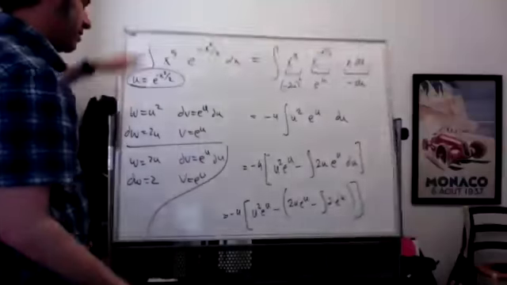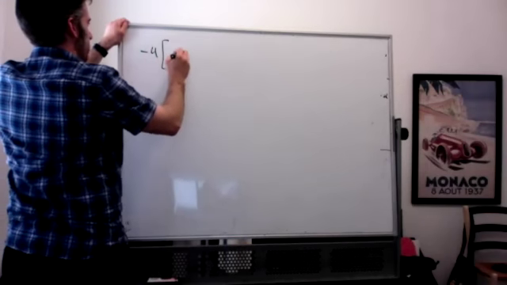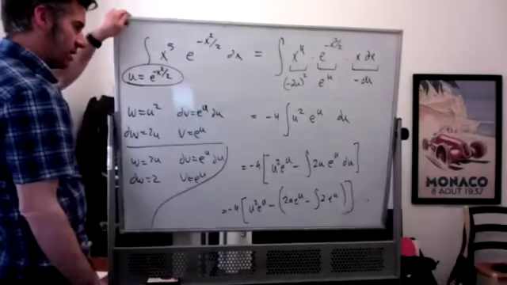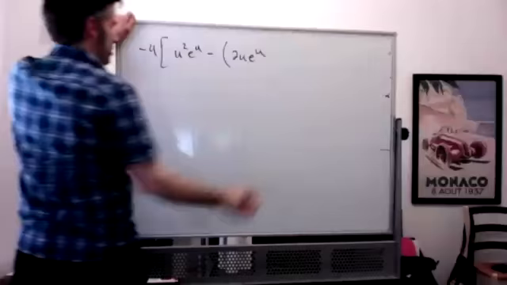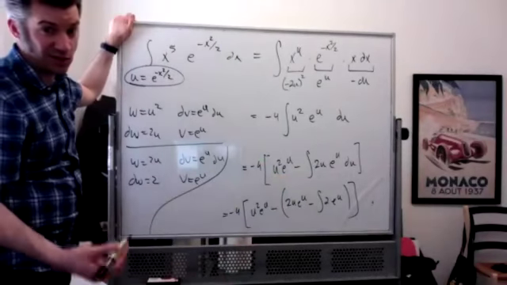So we've got negative 4 times u squared e to the u minus parentheses 2u e to the u minus the integral of 2e to the u, which is 2e to the u.